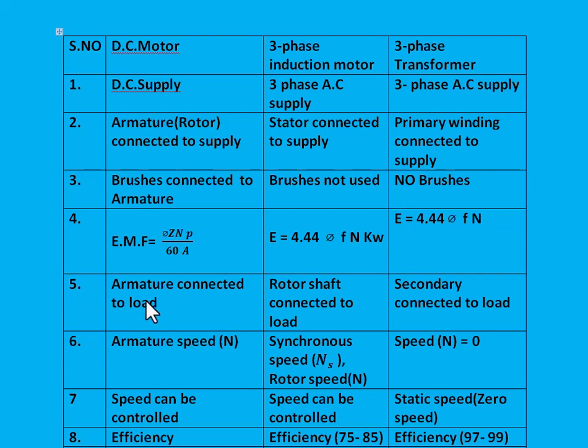In case of DC motor, armature is connected to the load, whereas in 3-phase induction motor, load is connected to the rotor shaft. In case of 3-phase transformer, load is connected to the secondary.